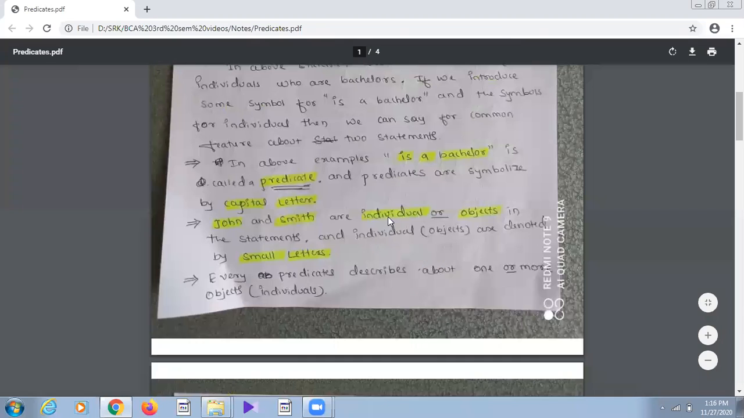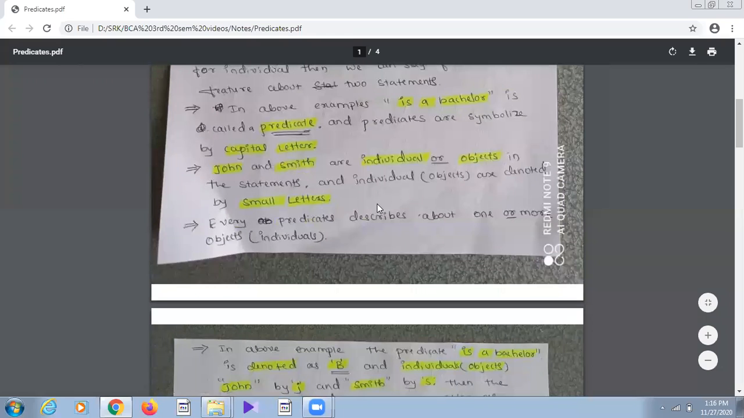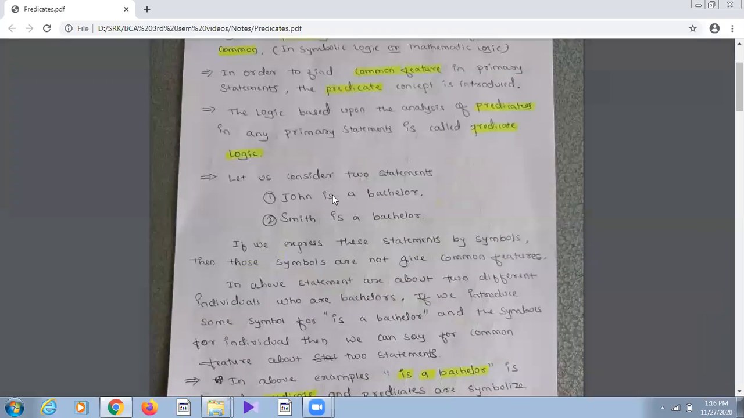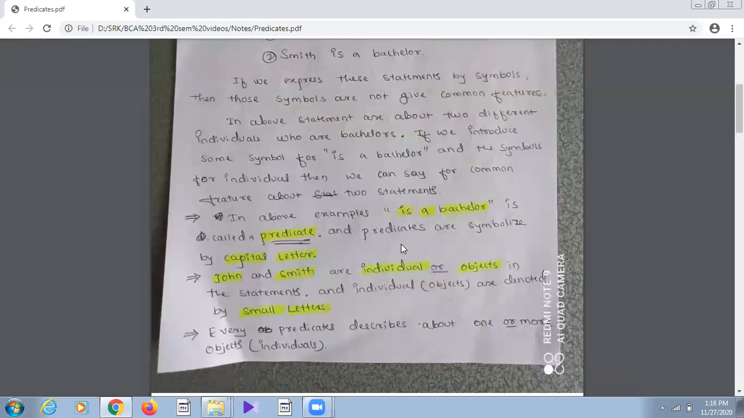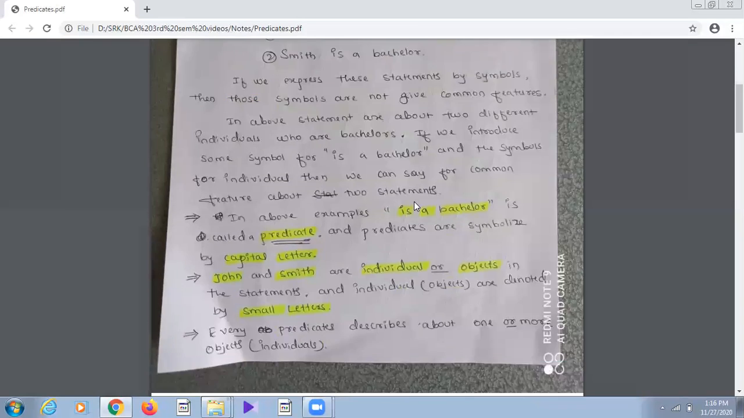See here how we'll denote it. In the above example, is bachelor is a predicate, and it is symbolized as a capital letter, and John and Smith are individuals or objects, and that will be denoted by small letters. And every predicate in the primary statement will describe the individual. The predicate will describe the individual or object. Here bachelor is describing John. So the predicate is describing the object, and that is the main thing in the predicate.